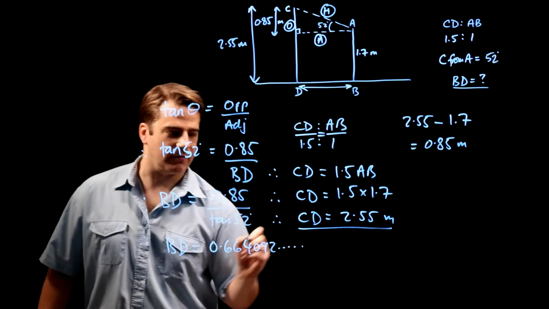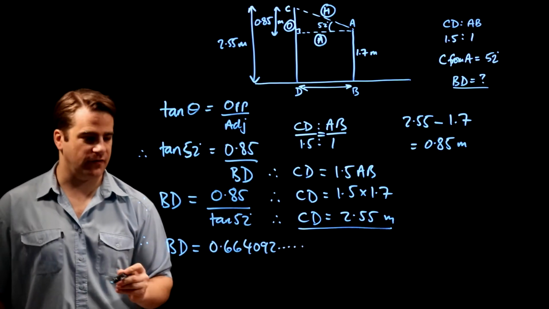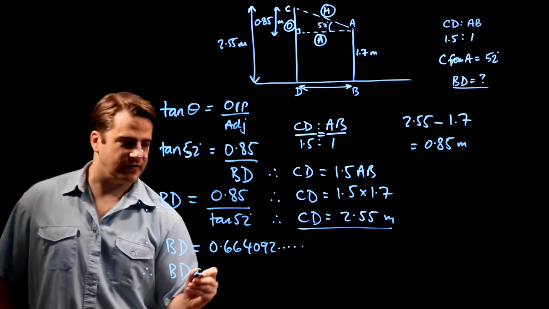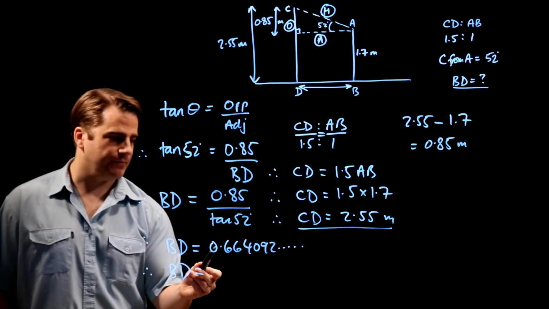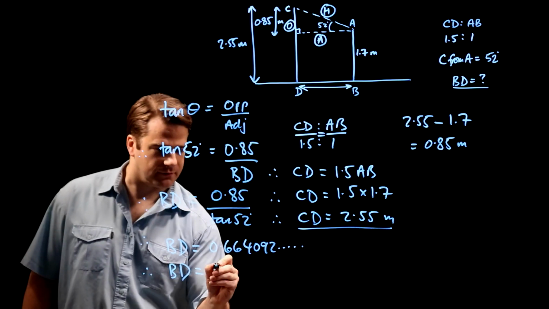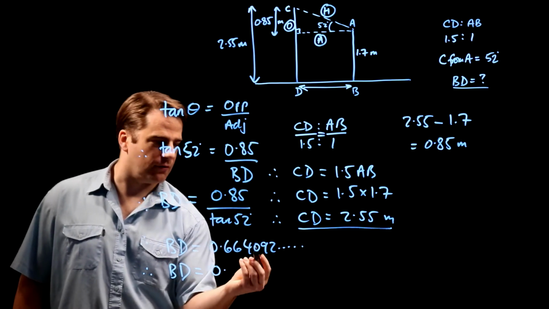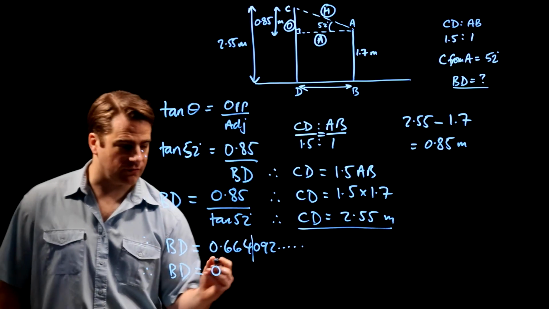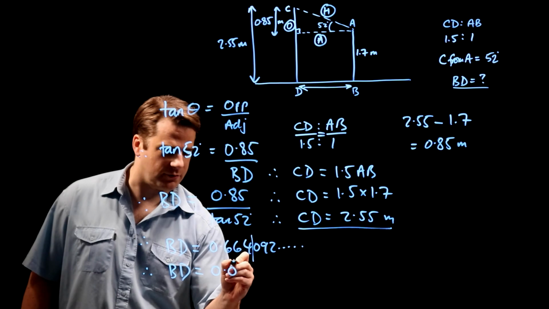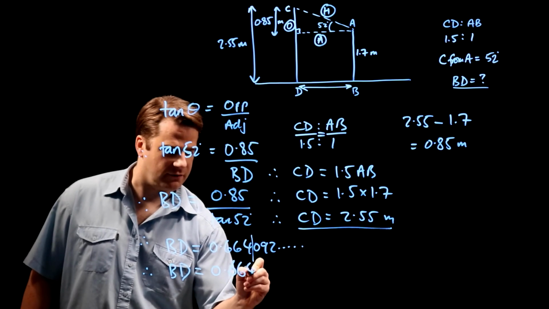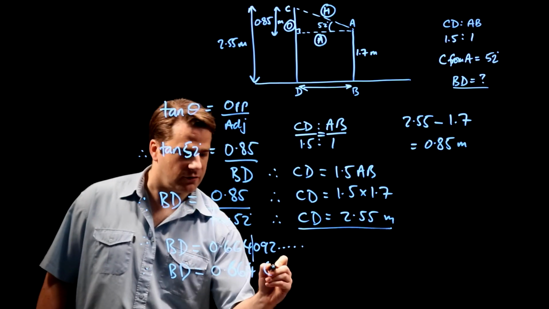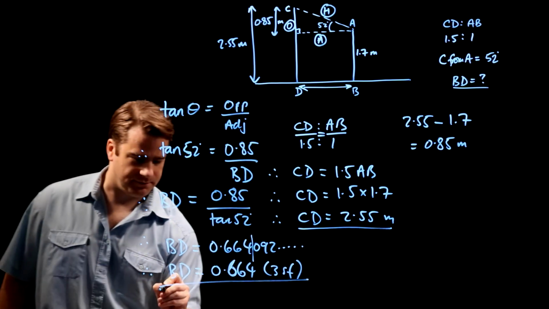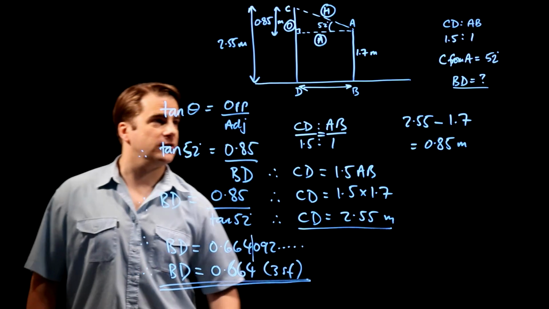something, and we have to give it to three significant figures. So therefore, BD, three significant figures, the 0 doesn't count, 0.664. So that's three significant figures to there. That 0 leaves the 4 alone, so it's 0.664 to three significant figures. That's it. Nice little sine cos tan question.